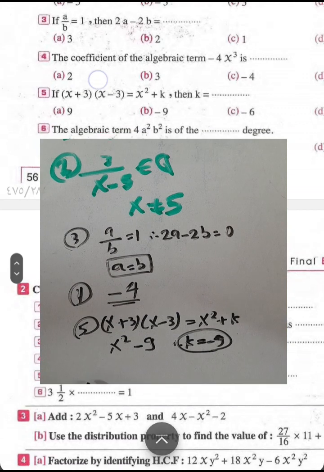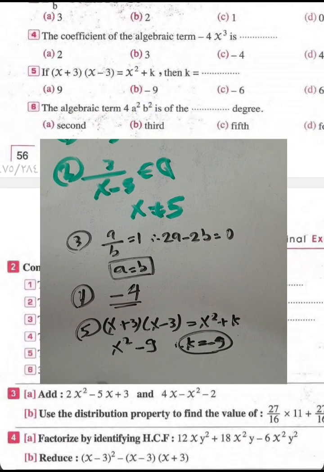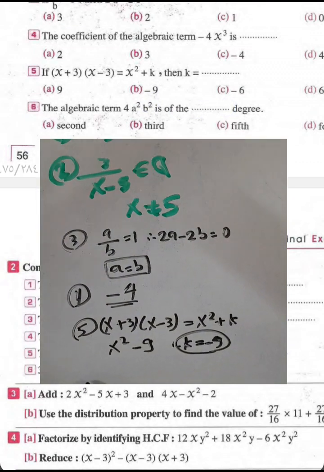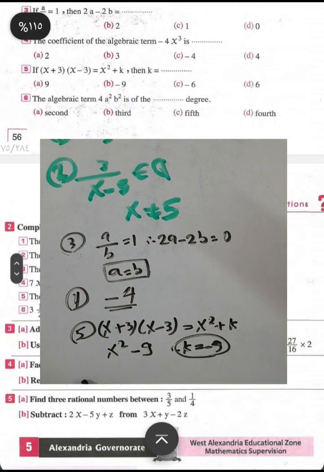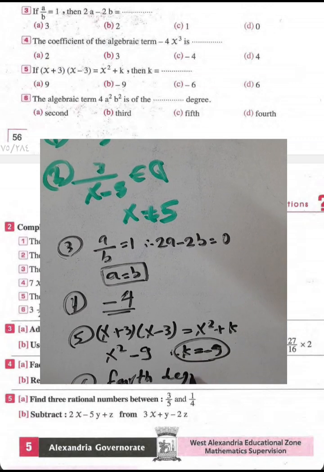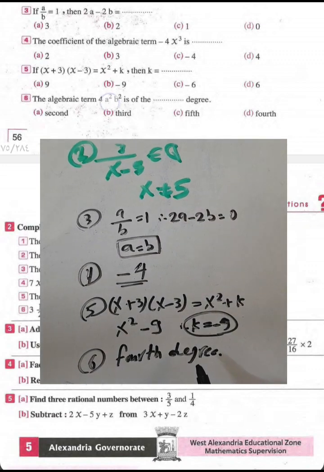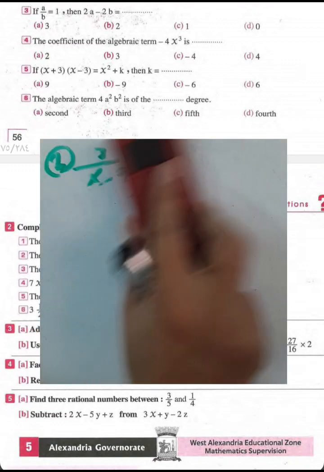Last question here, question 6 says: the algebraic term e power 2 p power 2 is of what degree? We have 2 plus 2 equals 4, then it will be 4th degree. Choose letter D. Question 6, 4th degree. We must add the powers of e and b. If 2 plus 2 equals 4, then it will be 4th degree here.